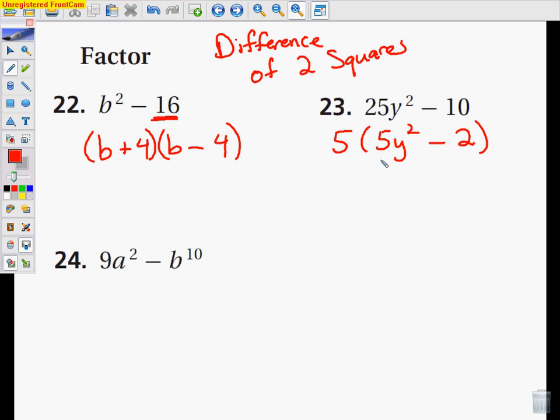Is there anything else we can do? Is this the difference of two squares? Well, 5's not a perfect square, and neither is 2. So actually, you are done in that problem. That's it.